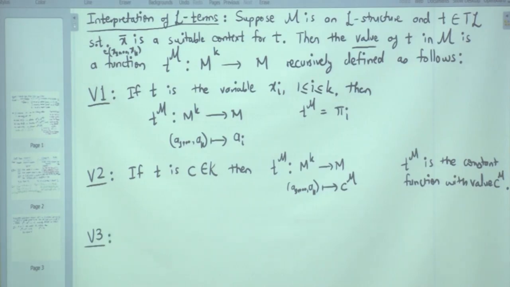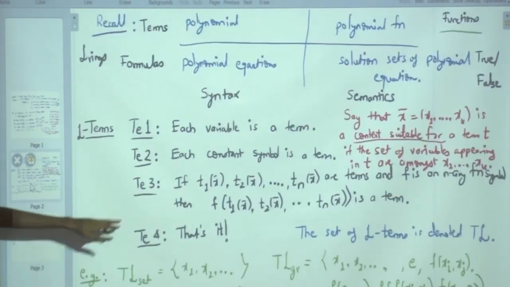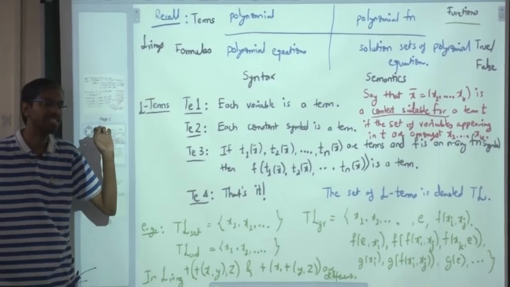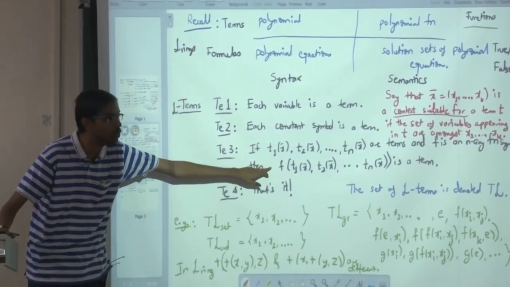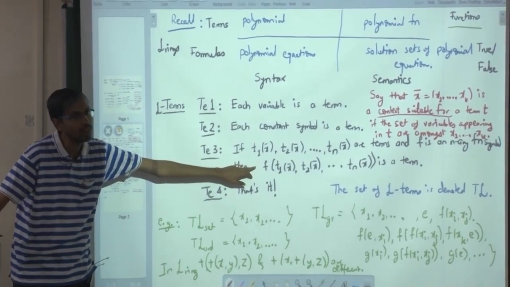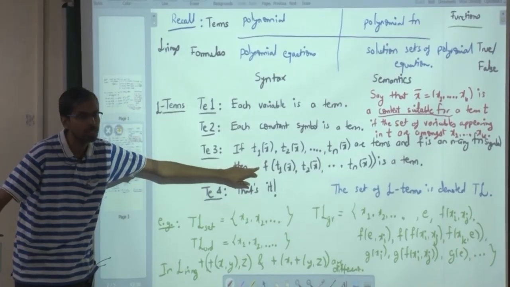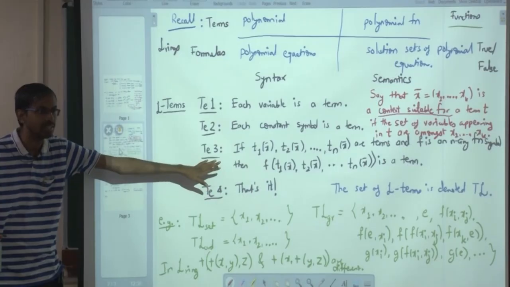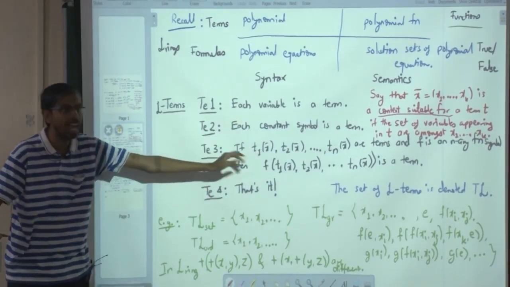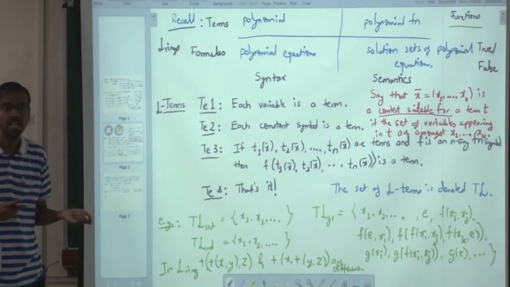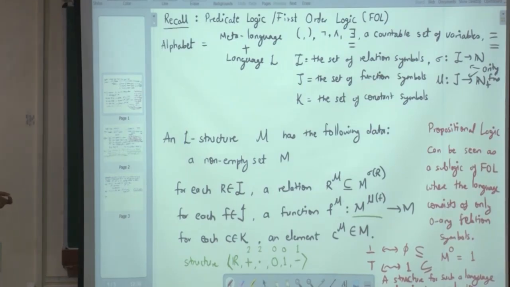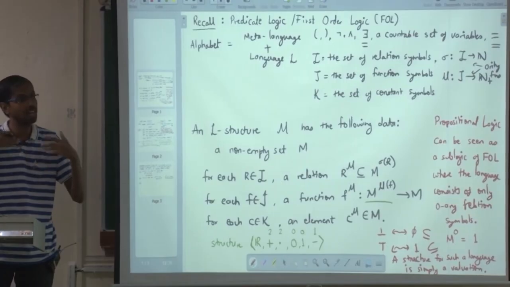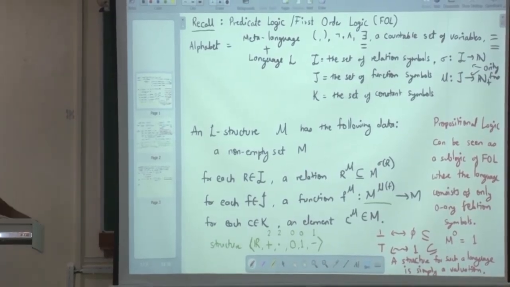Now, V3 is a bit more complicated. So, look at this T3. You are given n terms, and you are given f, which is an n-ary function symbol, and then you have constructed a new term recursively. So now we want to understand what is the interpretation of this new term. But because we are using recursion, the earlier functions have already been defined. T1M is defined, T2M is defined, TnM is defined. And because f is a function symbol, we also have an associated function. So therefore, we will apply that function on the previous functions. It's a composition of functions. Yeah, that's what our V3 is.